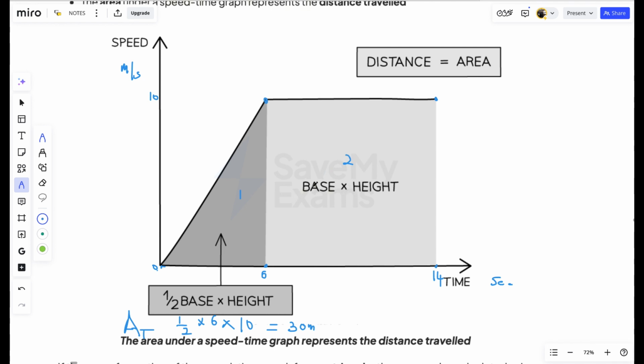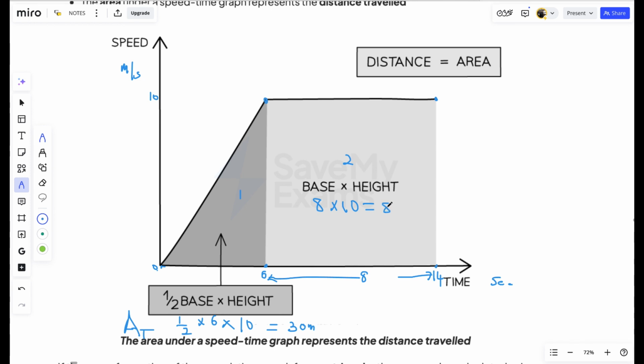Now for this one, it's base times height. What's the base? From 6 to 14, you must find the value. Don't just say, oh, the base is 14. The base is not 14. You count from here to here. From 6 to 14 is 8. If you find the difference, 14 minus 6, you get 8. So the base for this rectangle is 8. The height is still the same, 10. To calculate the distance traveled, you say 8 times 10, which gives us 80 meters.